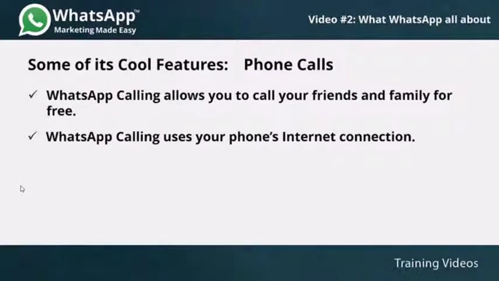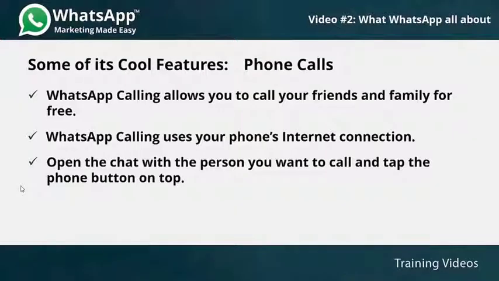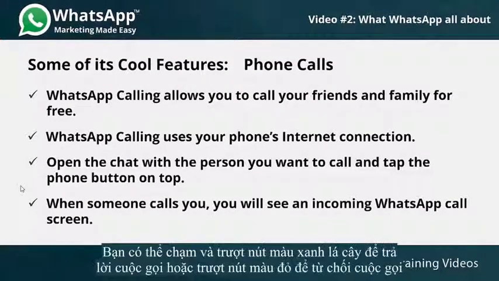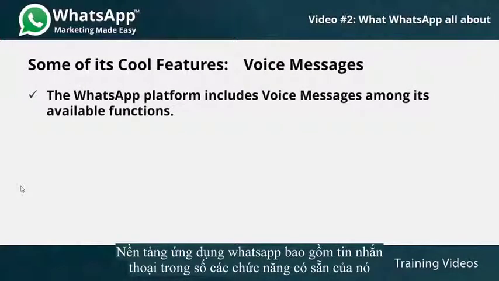you are calling. To make a WhatsApp call, simply open the chat with the person you want to call and tap the phone button on top. When someone calls you, you will see an incoming WhatsApp call screen. You can tap and slide the green button to answer the call, or slide the red button to decline the call.